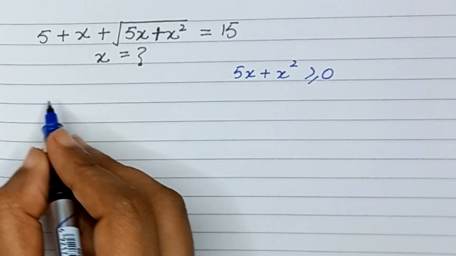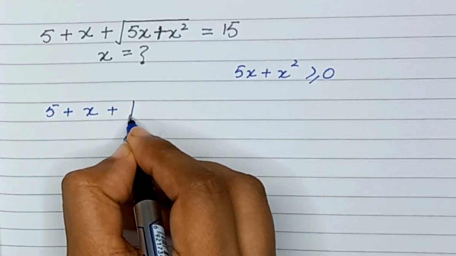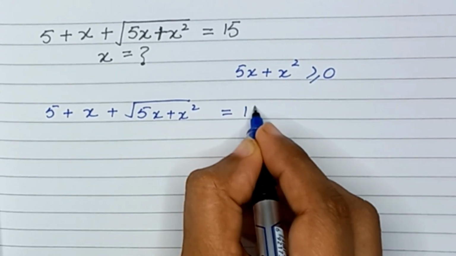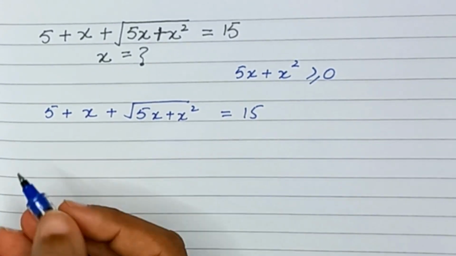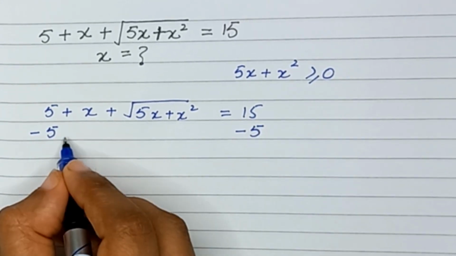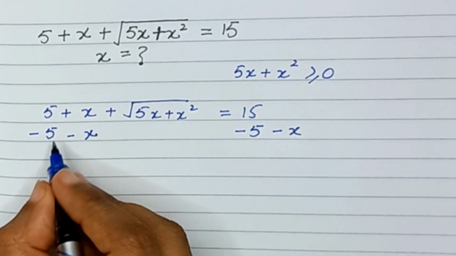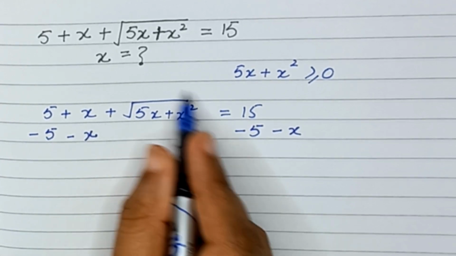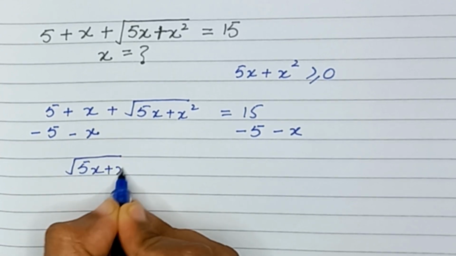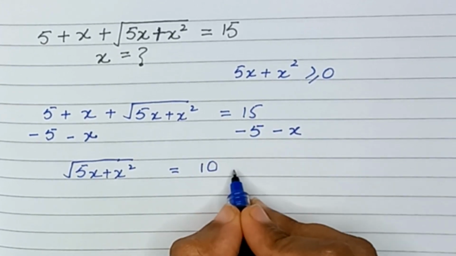So here we have the equation 5 plus x plus the square root of 5x plus x square, which is equal to 15. If we subtract 5 on both sides and subtract x on both sides, the equation becomes this, and these will cancel out, and we have remaining only the square root of 5x plus x square, which is equal to 15 minus 5, which is 10, minus x.